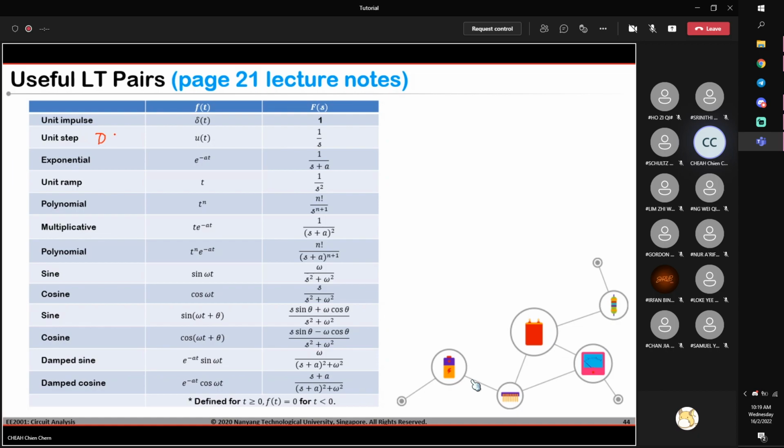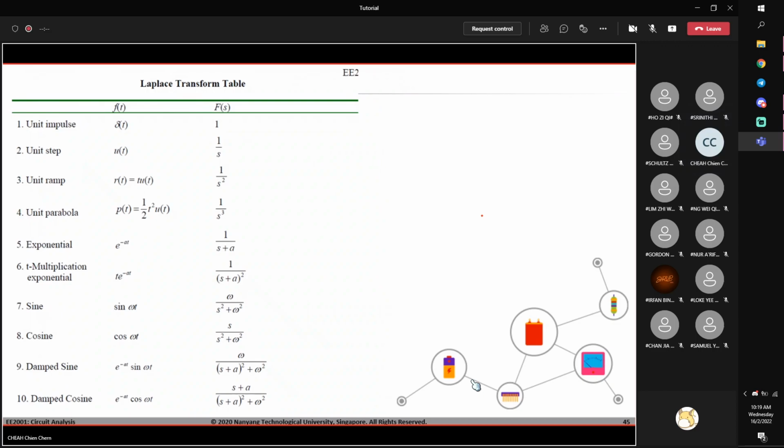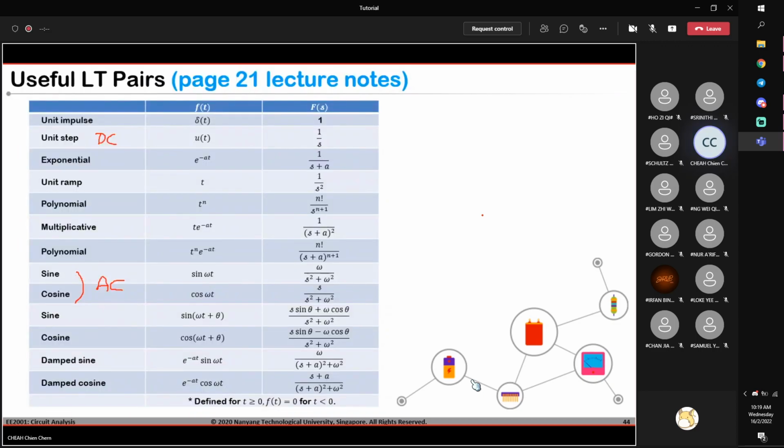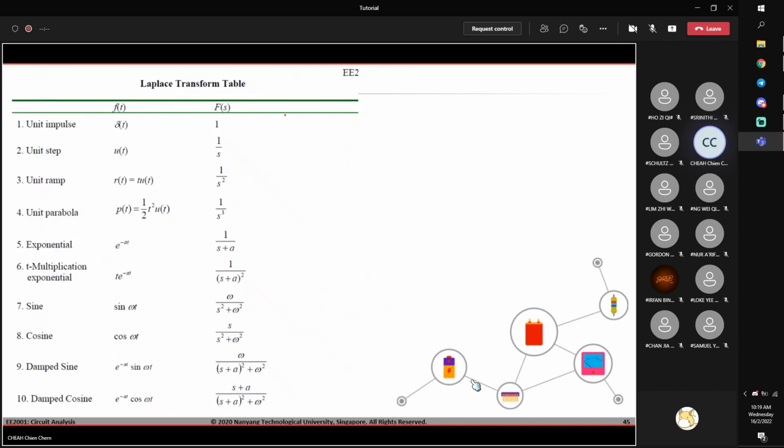And it includes DC signals. Step is DC, constant after t greater than 0. You also include AC, sine and cosine. So it includes a broad range of signals in this circuit. Some of them you may not use for this course, but this is the complete one. And as I said, these tables will be available. No need to memorize it.